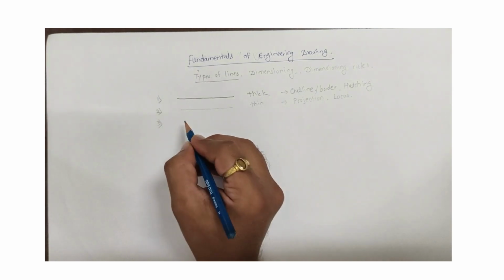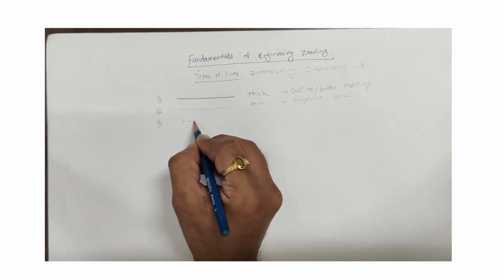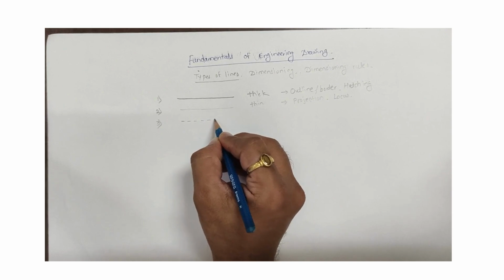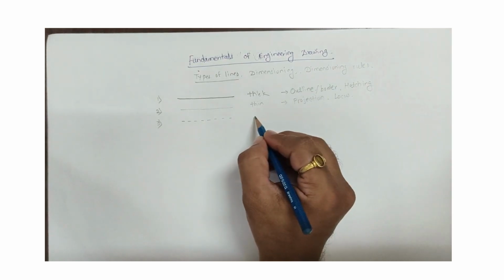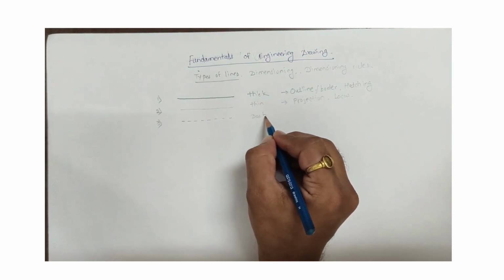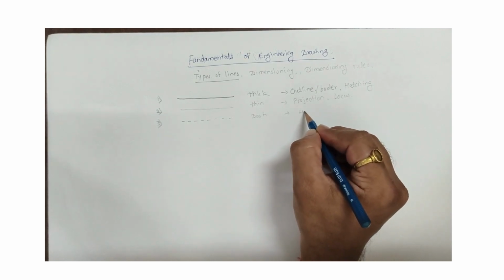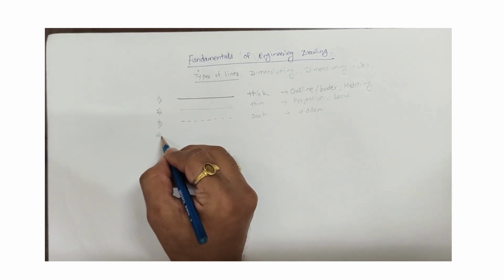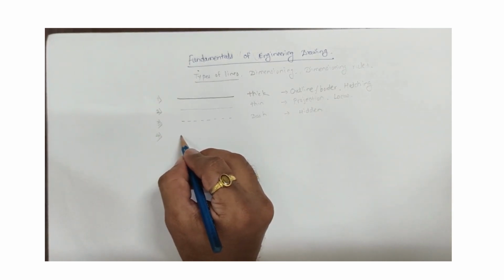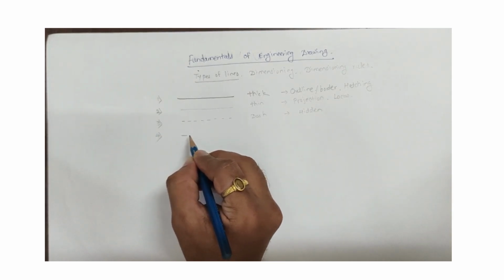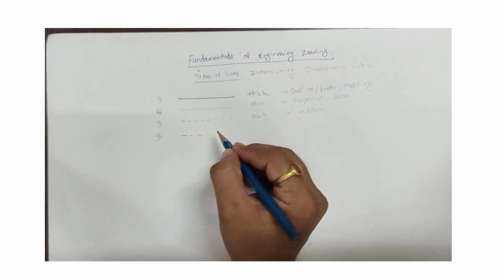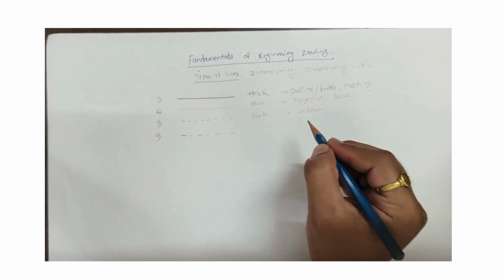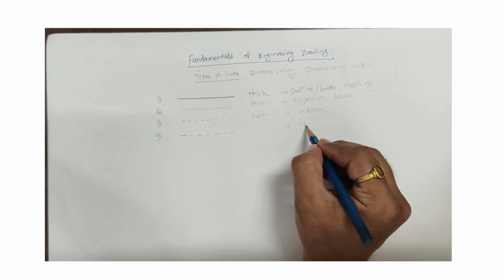Then another line is nothing but the dash line with uniform spacing. This dash line is used to show the hidden portion of an object. This is also called the hidden line. Another is nothing but the center line, in which long dash, short dash, long dash, short dash. It is called long dash, short dash. It is used to show the center line.